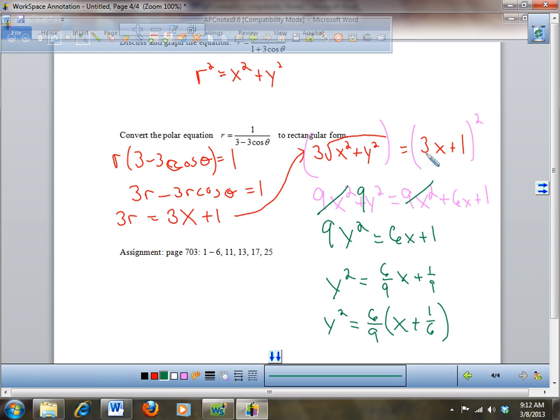Where did 3x plus 1 come from? Because r cosine theta is equal to x. Okay? All right. What did I do wrong? I didn't do anything wrong.